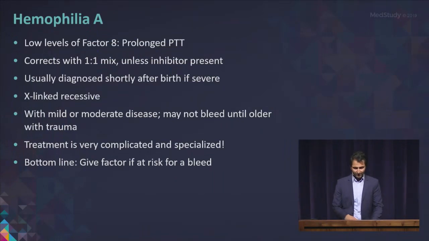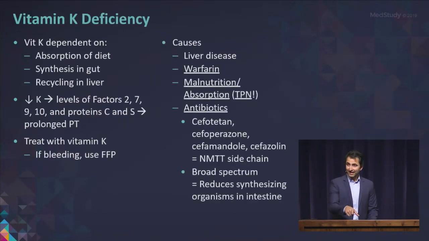And this just summarizes some of what we went over, a little bit of detail about hemophilia. With hemophilia, this is going to be a prolonged PTT, and the mixing study does correct. With vitamin K deficiency, as you recall, this is going to be a prolonged PT, right? Because it's the extrinsic pathway. And as we talked about, think about liver disease and warfarin, and then sometimes people that have been on prolonged antibiotics or TPN.